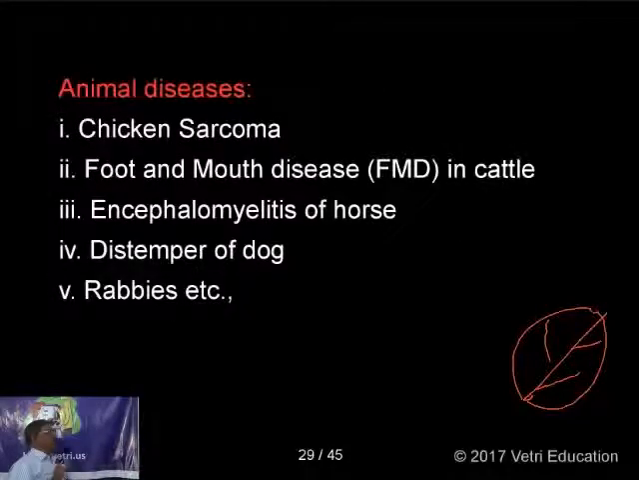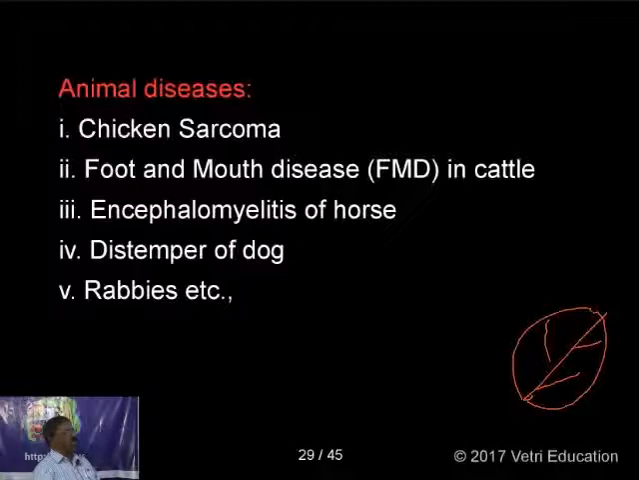So see these animal diseases. Chicken sarcoma disease and foot and mouth disease in cattle, encephalitis in horses, distemper in dog, that is called the mad dog, and rabies disease, that is highly poisonous. If it bites any person, it becomes very dangerous. So these are the diseases of animals.